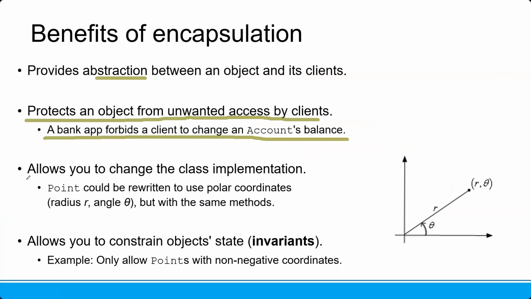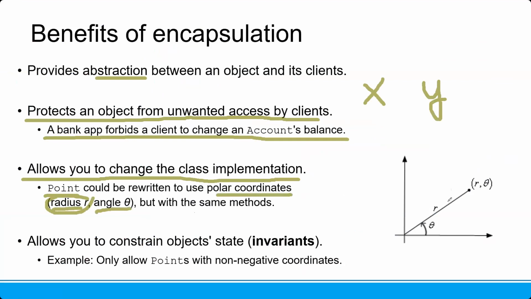With this kind of encapsulation, you can change the class implementation. For example, I know the point is using x and y, but we can change this into polar coordinates. Polar coordinates use the radius and angle. And this allows you to constrain object state invariants, so it only allows points with non-negative coordinates. So there are many things we can learn from encapsulation.